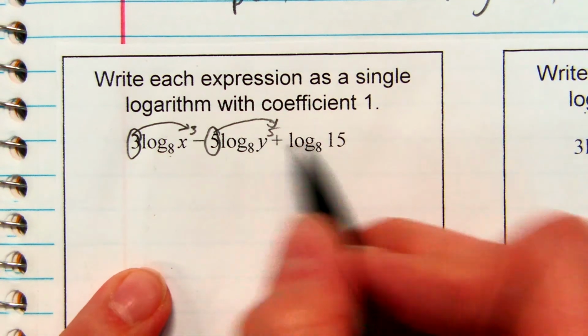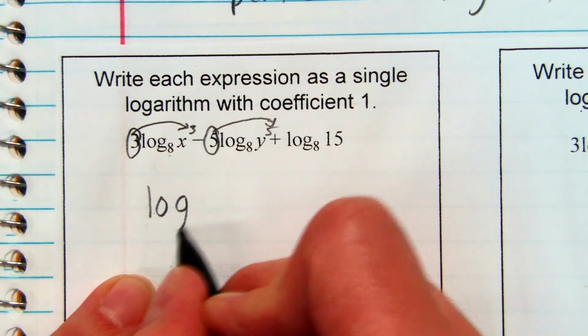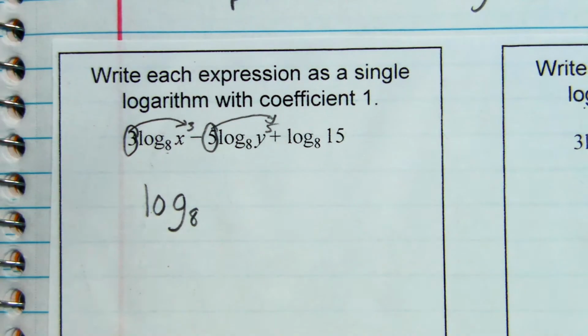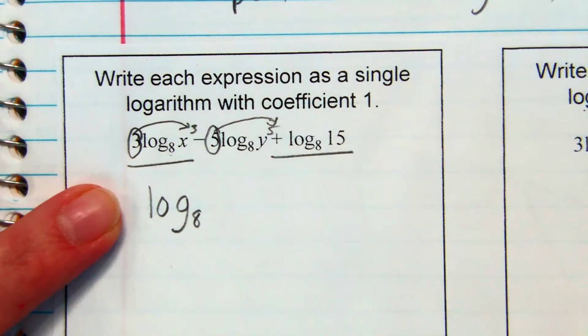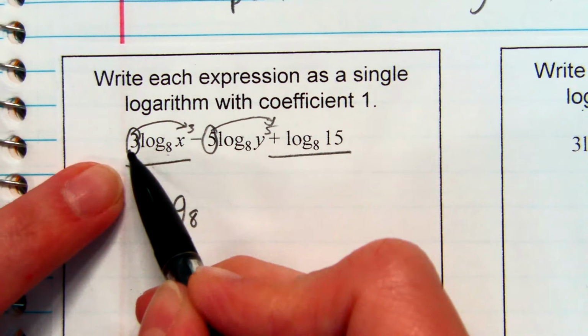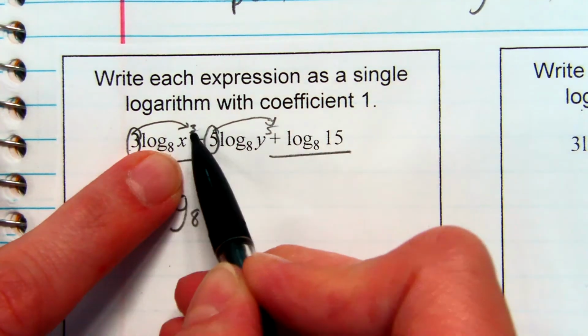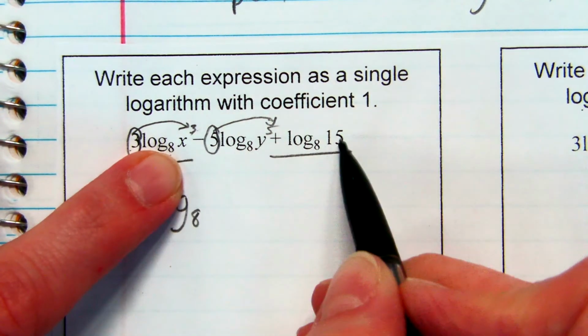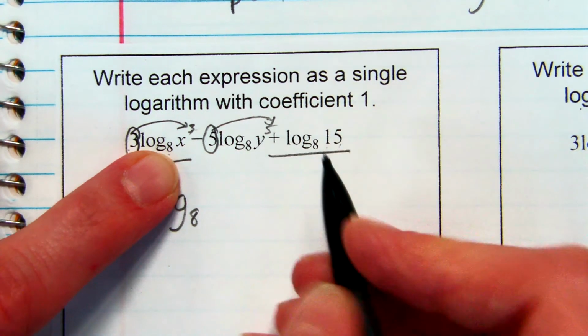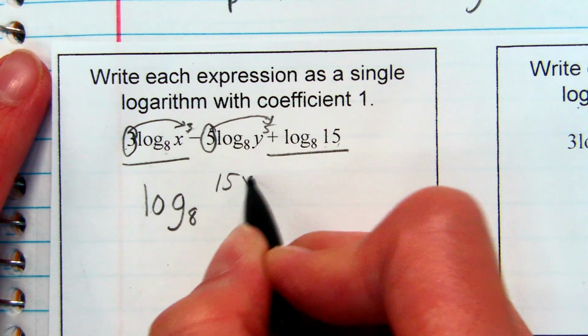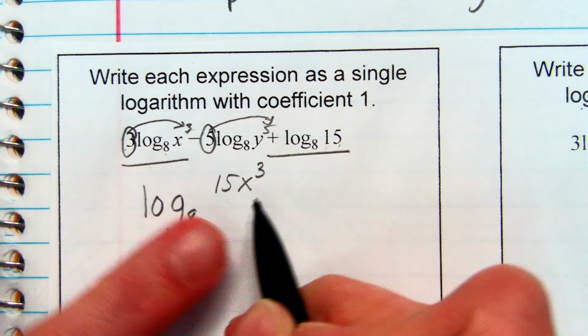So they all are log base 8. So I'm going to make one big log base 8. Anything that's positive is going to get combined on the top. So this part and this part are positive. So I'm going to change this 3, put it over here, make that x to the 3rd. And then I have a 15. So I'm going to have x to the 3rd times 15, which I could just write as 15x to the 3rd. Those are all positive. That goes in the top.